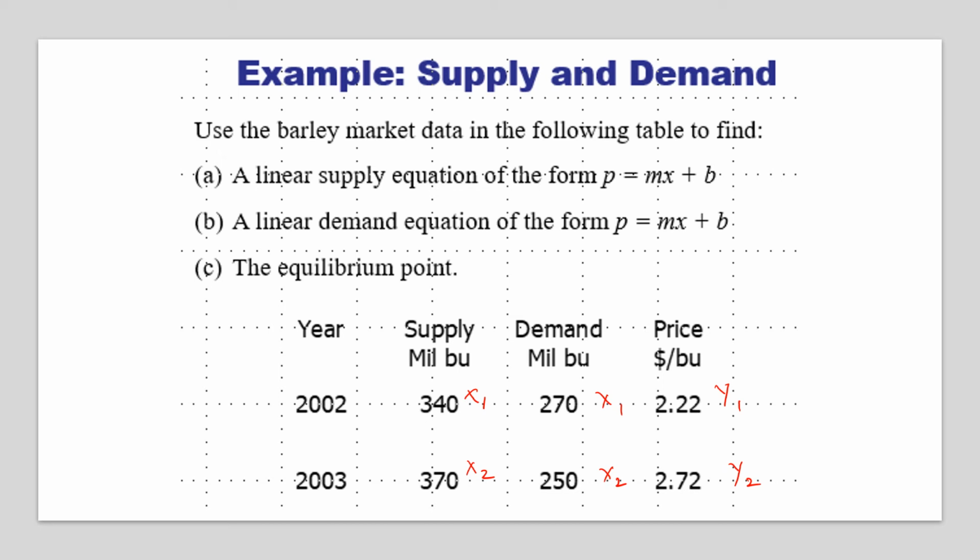The supply values are 340, 370, and the price is 2.22, 2.72. So your x1 is 340, y1 is 2.22. Your x2 is 370, y2 is 2.72. By taking the two-point formula, you can find the slope, you can find the equation of the line, or you can even use your graphing calculator to get the linear equation. The same way, for the demand also, you can find the linear equation.